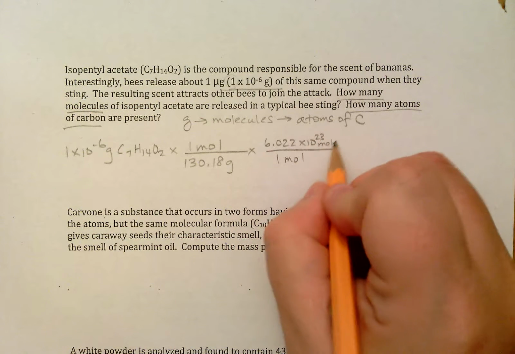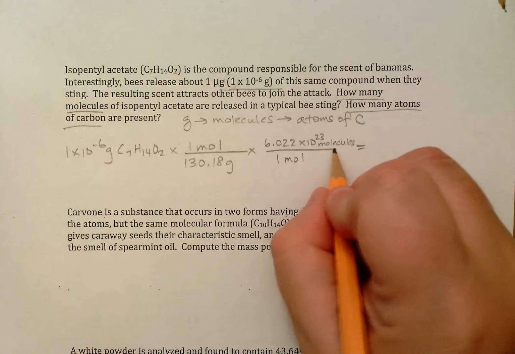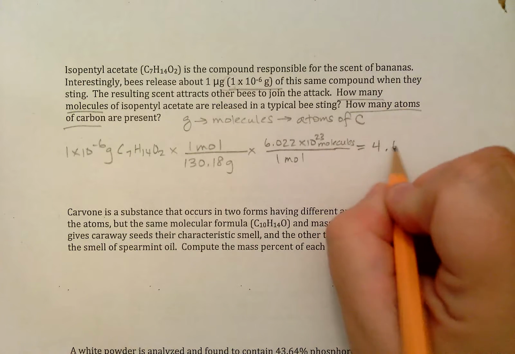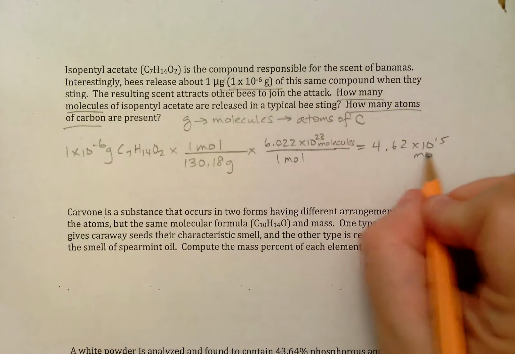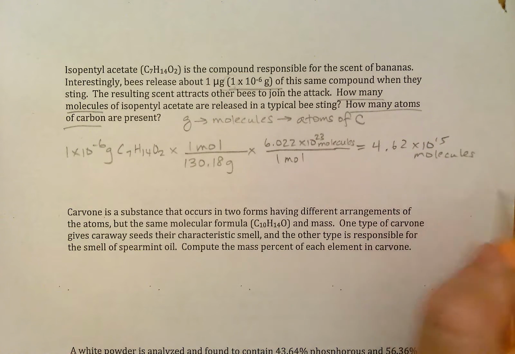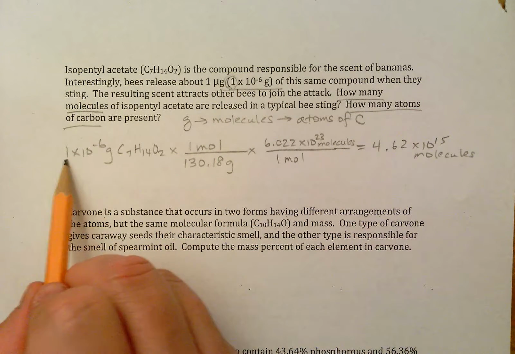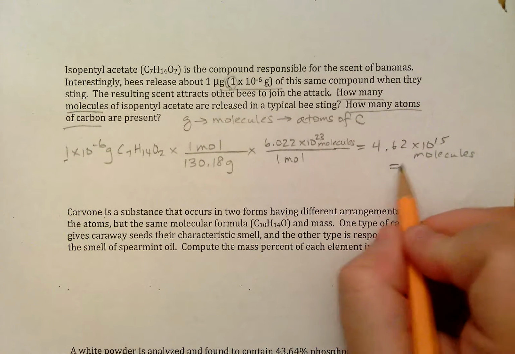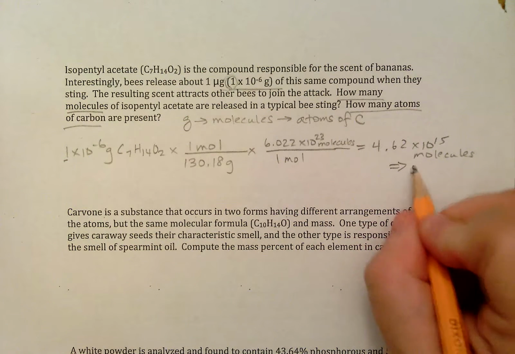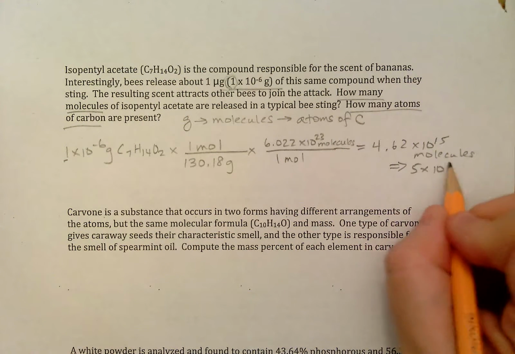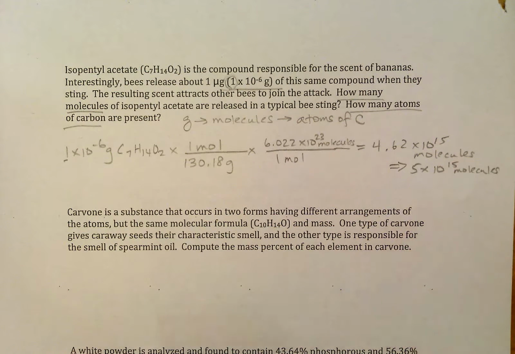Okay, so this gives us 4.62 times 10 to the 15th molecules. But remember that we only had 1 sig fig here, just 1. So we have to round this. If we were going to give an answer to how many molecules, we'd have to say 5 times 10 to the 15th molecules. Okay? But it's important to know that this is like a real number.